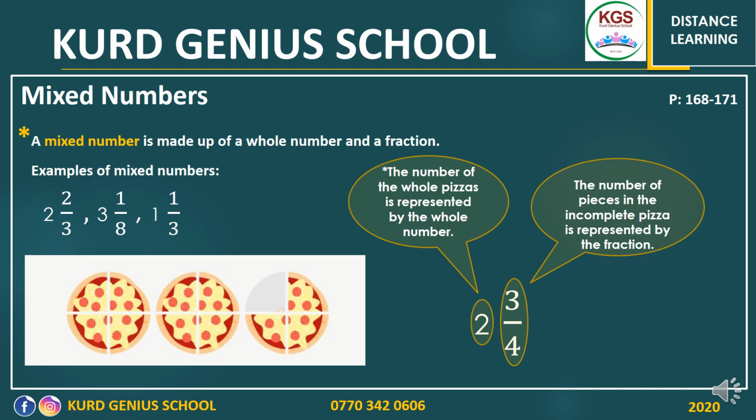Remember, to read a mixed number, first read the whole number and then the fraction. To read a fraction, first read the numerator and then the denominator, but pay attention, the denominator must be read as ordinal numbers.